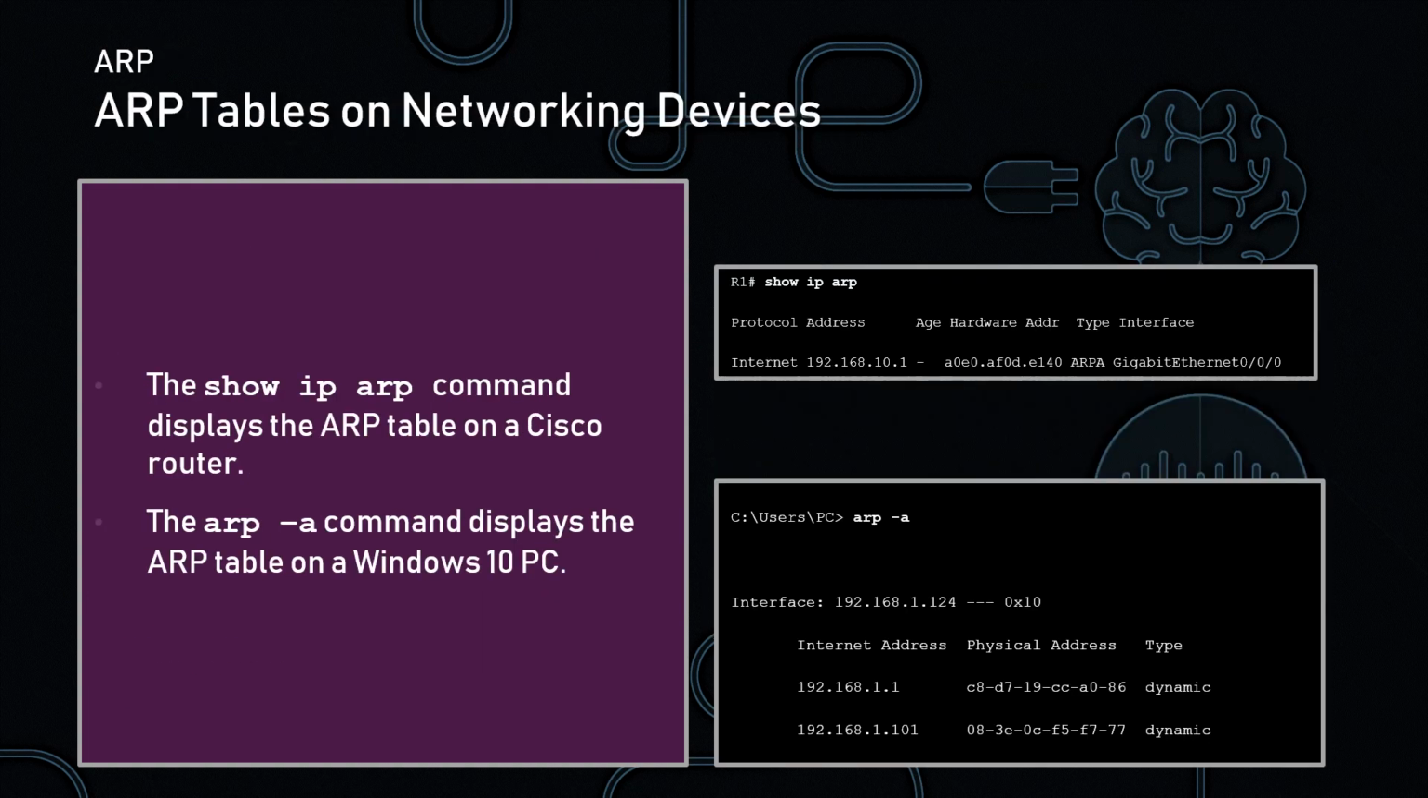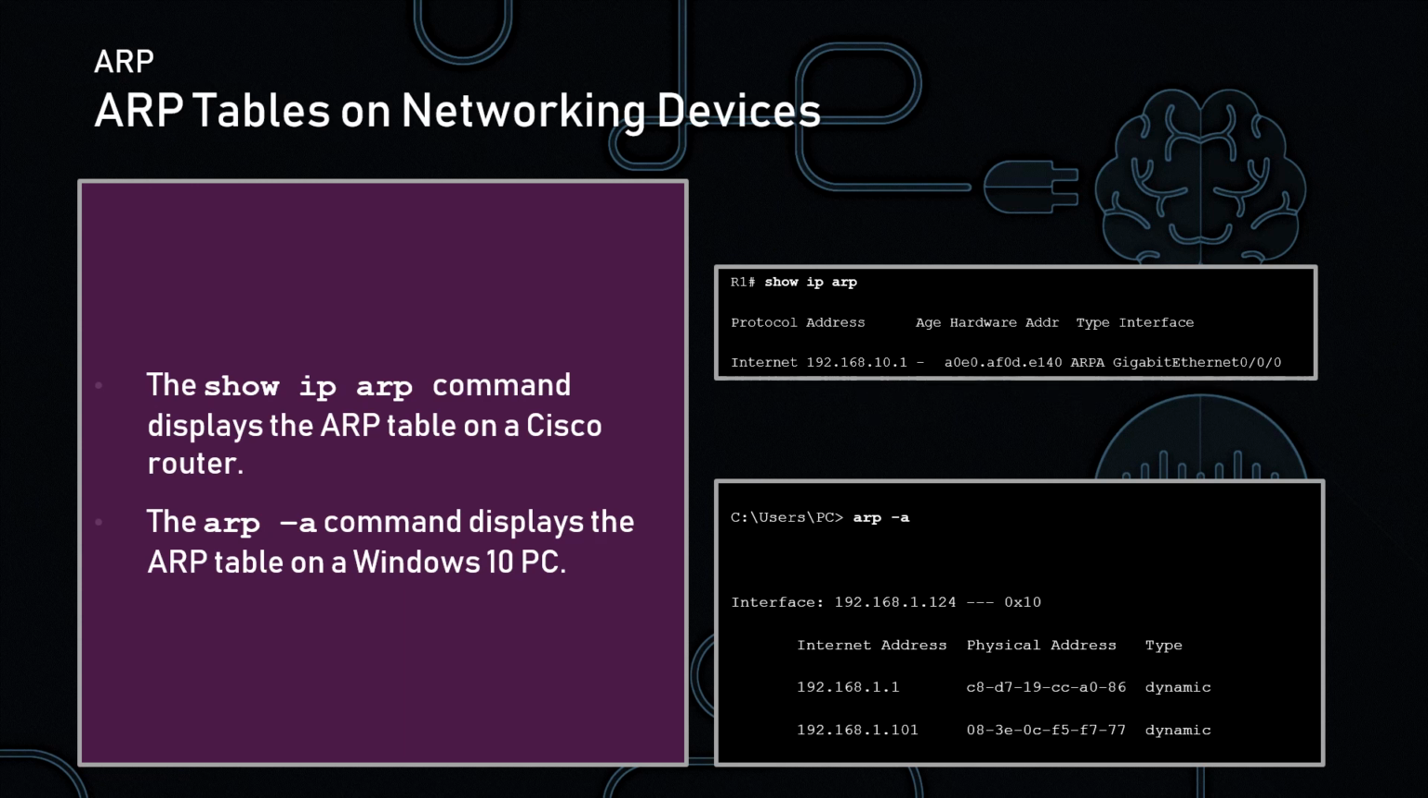The show IP ARP command displays the ARP table on a Cisco router. ARP -a does the same thing on a Windows 10 PC. As we see here on the right-hand side, we've got two graphics. The upper one shows the Cisco interface, and the bottom one shows Windows. And it shows us largely the same information. It just looks at it in terms of how the table is formatted.